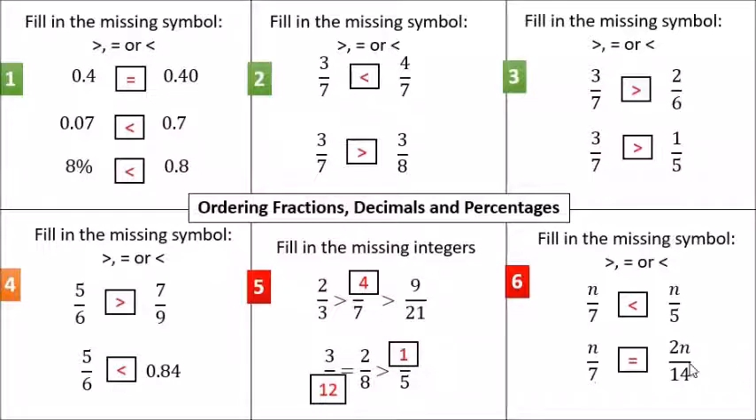Here we have n over 7 and 2n over 14. Now, if we want to convert them to the same denominator, we could multiply the numerator and denominator of this fraction by 2 to get 2n over 14, or divide the numerator and denominator of this fraction by 2 to get n over 7. Either way, you can see that these are identical, they're exactly the same.